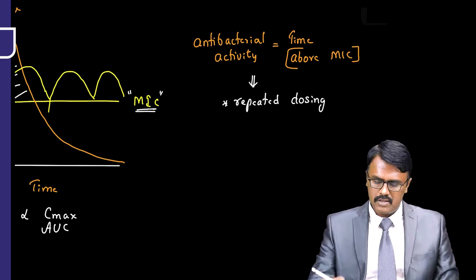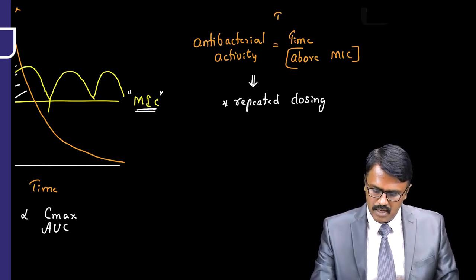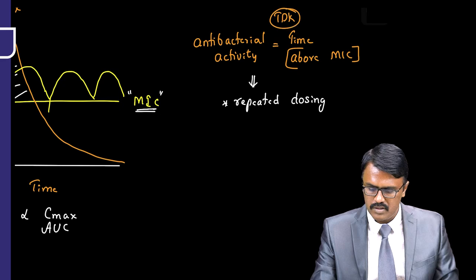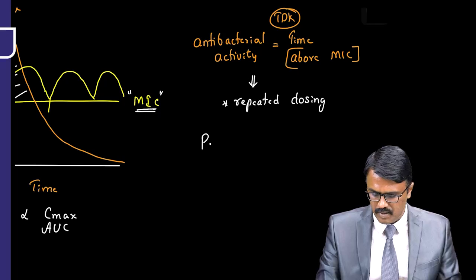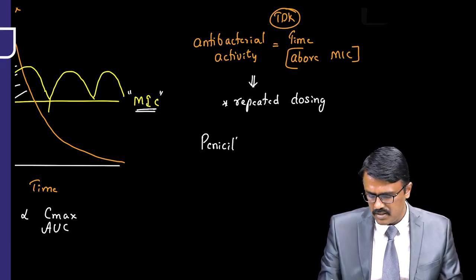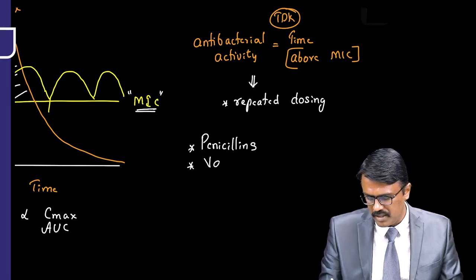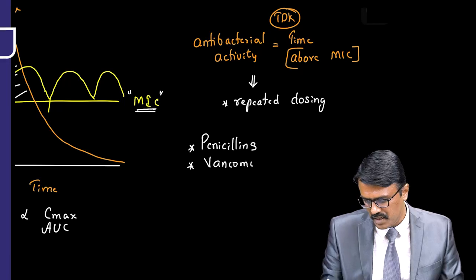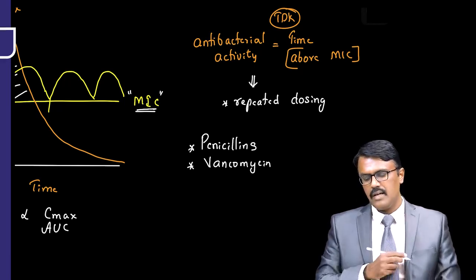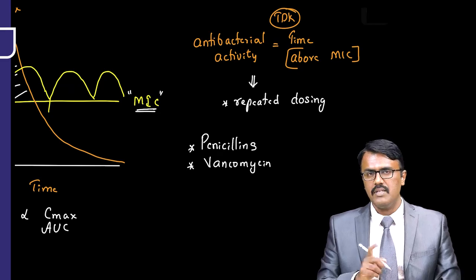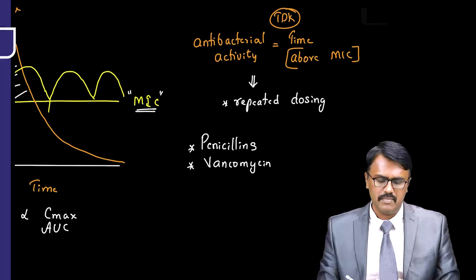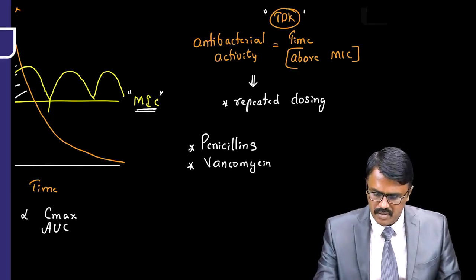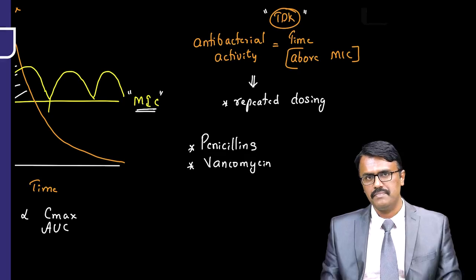Now who will follow this? This type of killing is called time dependent killing. As a general rule, this is followed by the penicillins and vancomycin. Why? Because penicillin and vancomycin affect the cell wall, and repairing the cell wall doesn't take so much time. So these have to be given repeatedly.